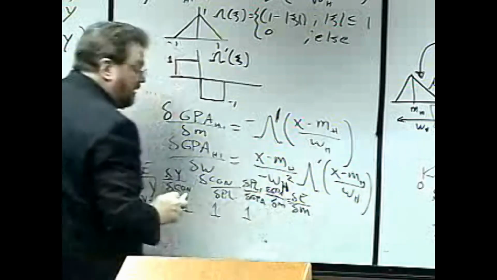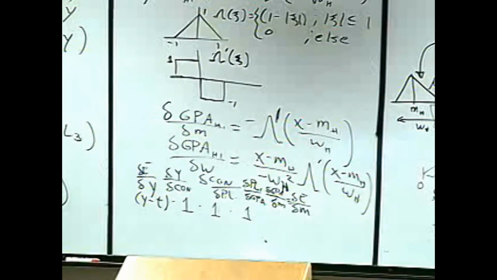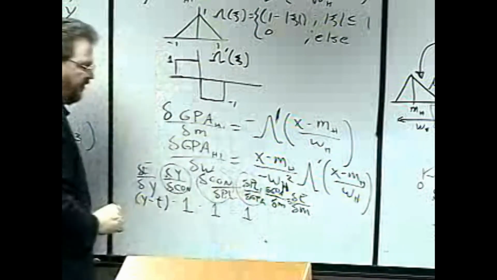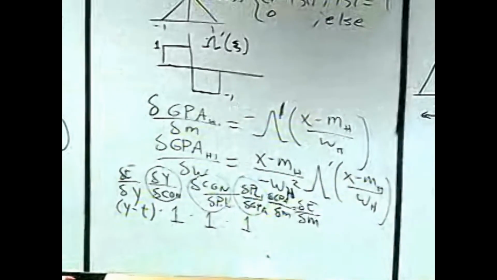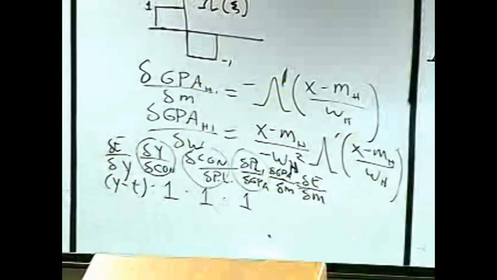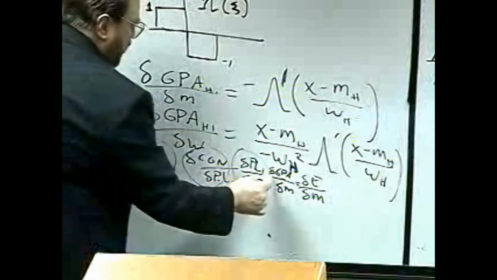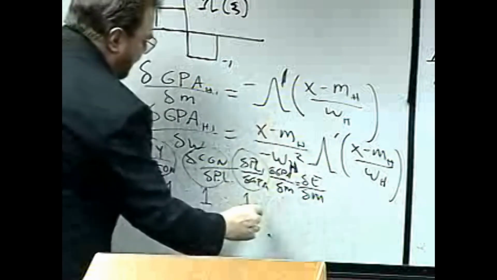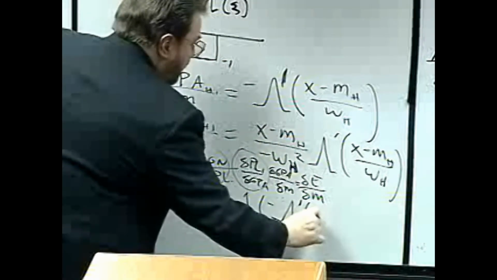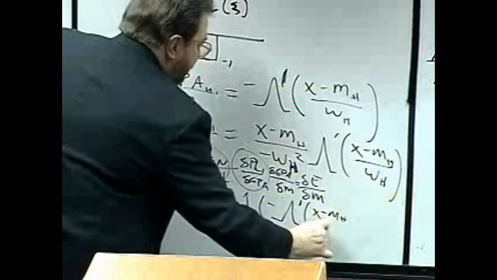By the way, all of the details for this are spelled out in the paper, which is available to you. So anytime you differentiate with respect to a max or a min, you get either 1 or 0, and we don't even keep track of the zeros. We just keep the ones. Those are the pointers that point us back from whence we came, and we're left with the partial of the GPA with respect to this, which is minus lambda prime x minus mh over wh.